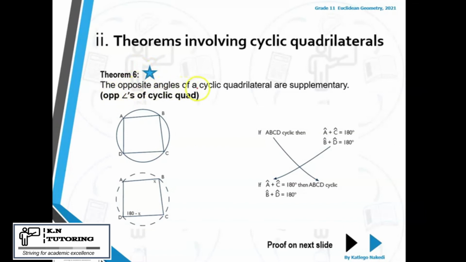The opposite angles of a cyclic quadrilateral are supplementary. Again, we've got 4 points on the circle. These angles that are opposite are supplementary, which means they are not equal, but they add up to 180 degrees. Similarly, these ones, they add up to 180 degrees. That's what this theorem is saying. If ABCD is cyclic, then A plus C is equal to 180, and B plus D is equal to 180 degrees. Explained and dealt with in the previous tutorials.